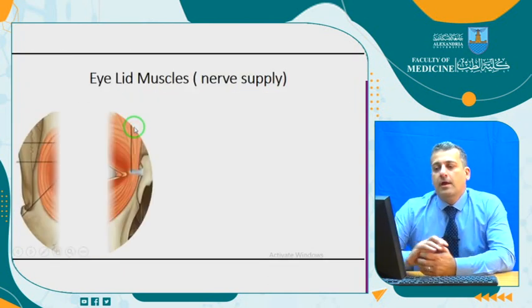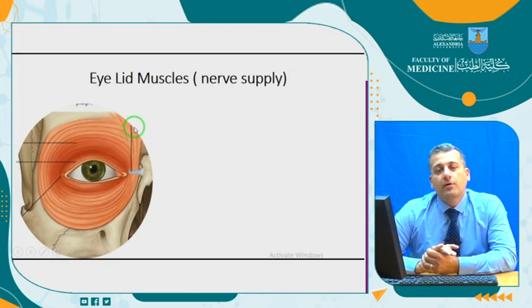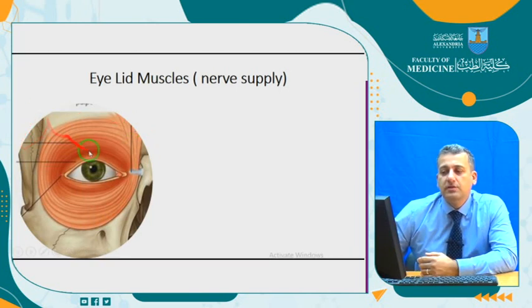For the muscles of the eyelid, we have one muscle that closes the eyelid. This is a muscle called orbicularis oculi, and it surrounds or encircles the eye. So when this muscle contracts, it closes the eyelid. The orbicularis oculi is the only muscle to close the eyelid, and it is supplied by the facial nerve.